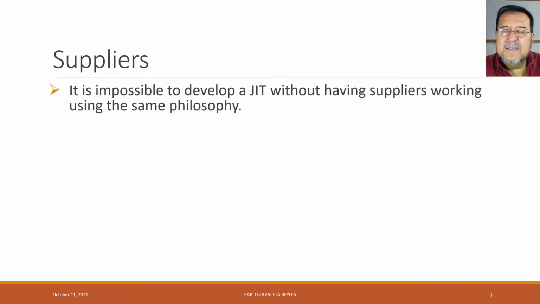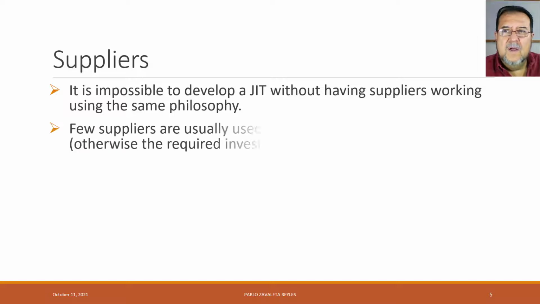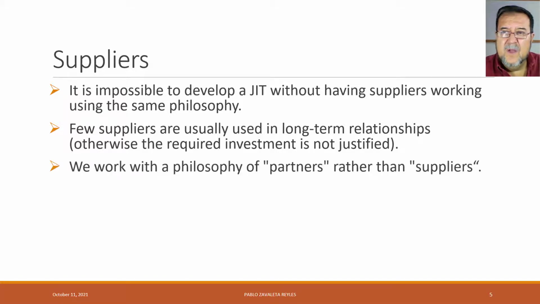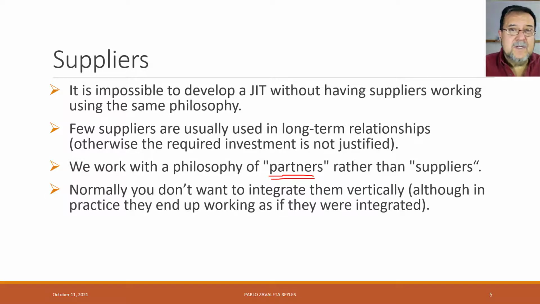Now, suppliers. In JIT, we cannot have lousy suppliers. We need to have suppliers that work with the same philosophy throughout. Few suppliers are usually used in long-term relationships, otherwise the required investment of management time, our people's time, is not justified. We work always with partners rather than suppliers. You don't want to integrate them vertically, although in practice you work as if you had been integrated.